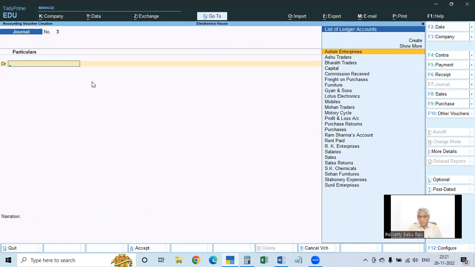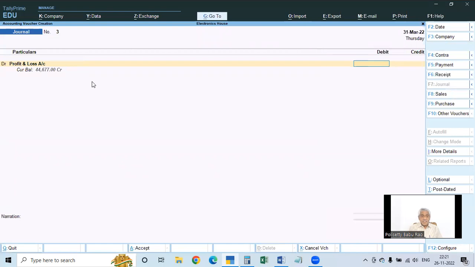Because we entered too much. Here, debit the profit and loss account. Select the profit and loss account. So what is the amount? See here, 44,677. Debit to capital, automatically to capital.